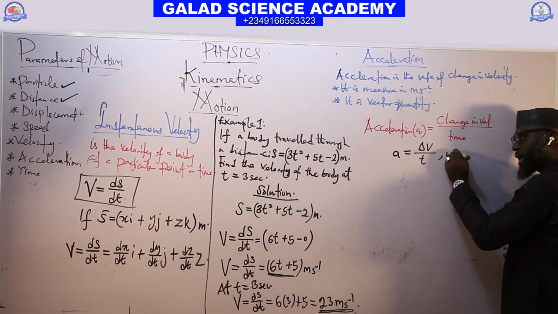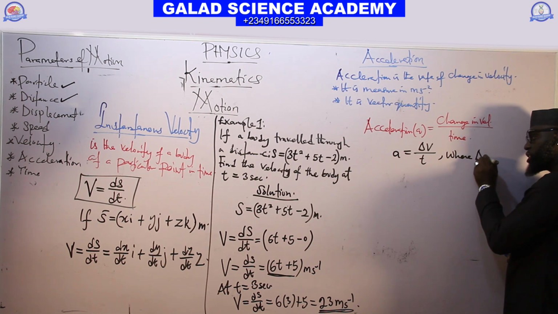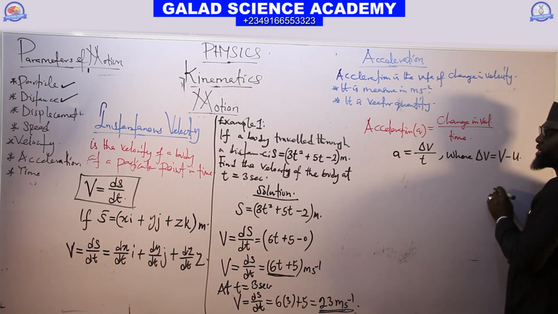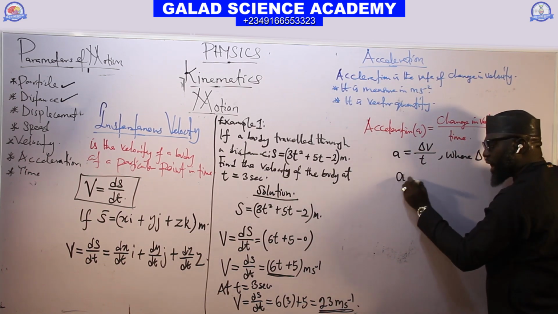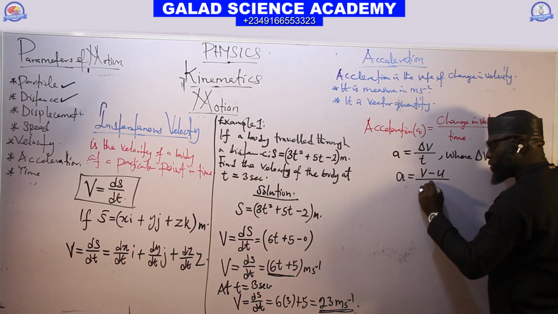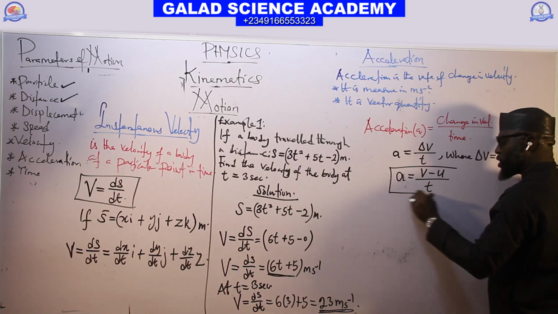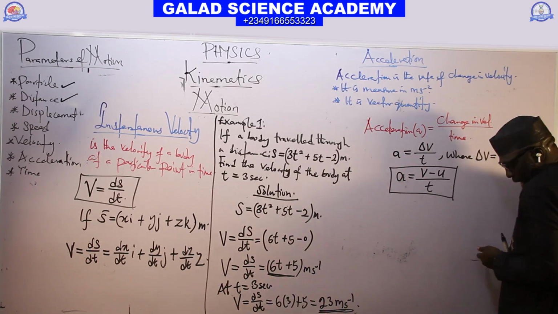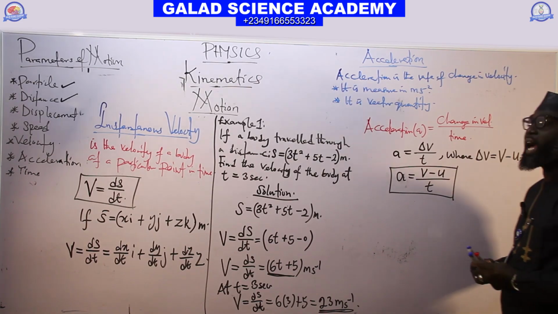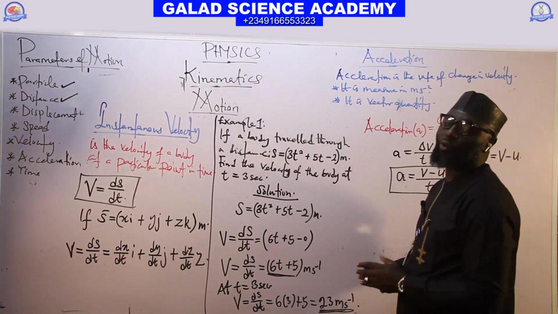Where this change represents the final velocity minus the initial velocity. So you can have A equal to V minus U over T. This is another acceleration formula.